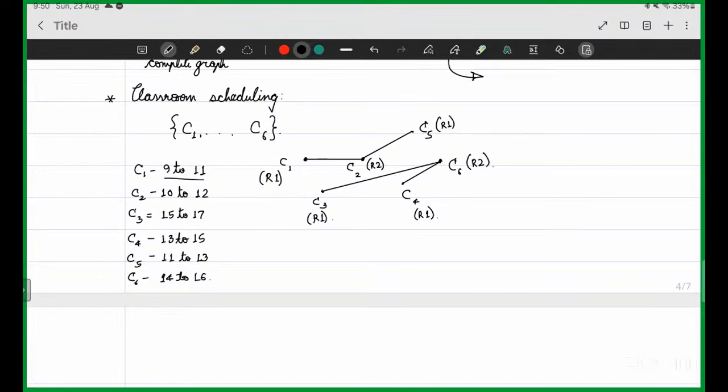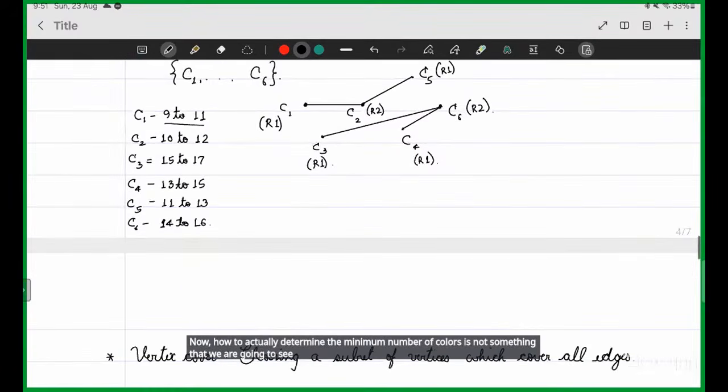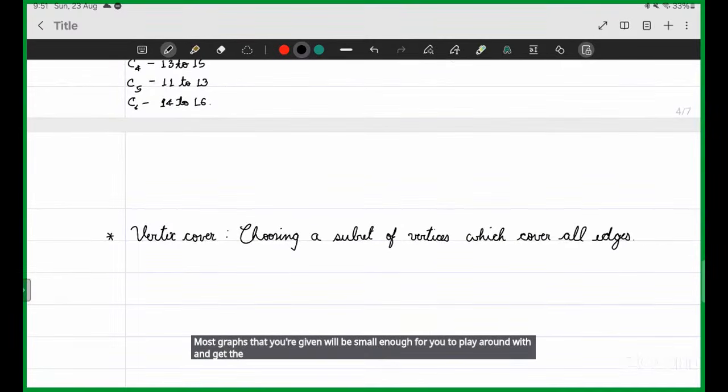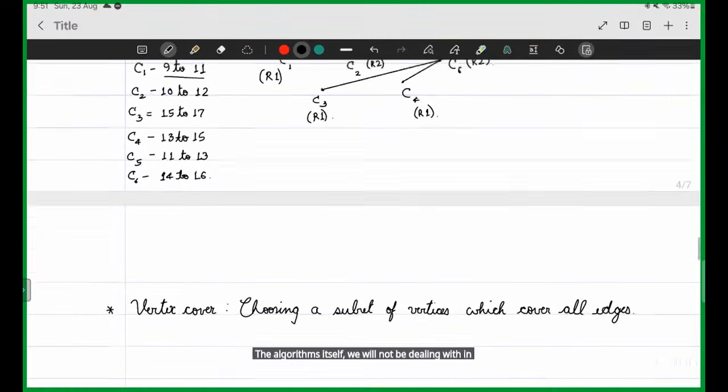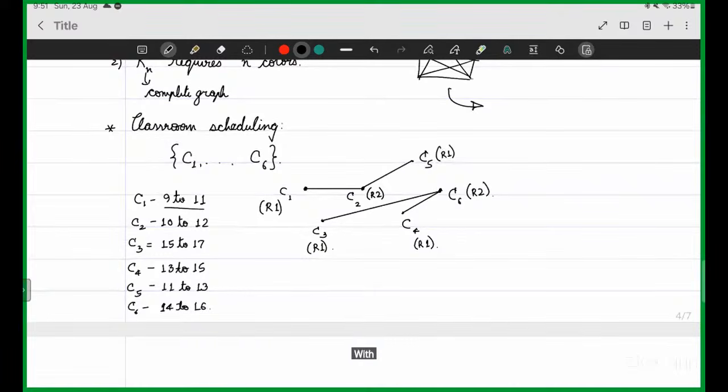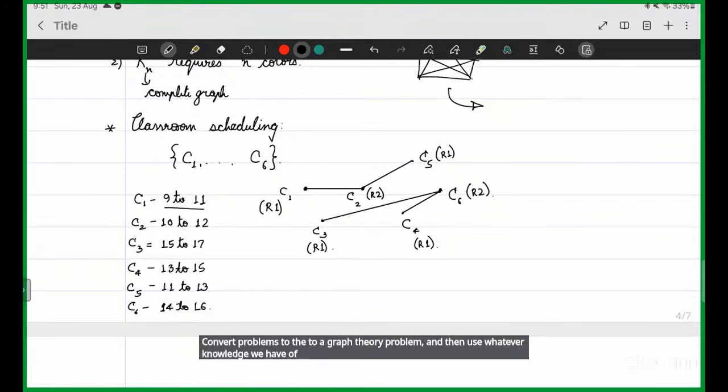Now, how to actually determine the minimum number of colors is not something that we are going to see. Most graphs that you're given will be small enough for you to play around with and get the answer for, even if it is asked. The algorithms themselves, we will not be dealing with in the course. We are just demonstrating how, using a good analogy between relationships, we can convert problems to a graph theory problem, and then use whatever knowledge we have of that to get to where we want.